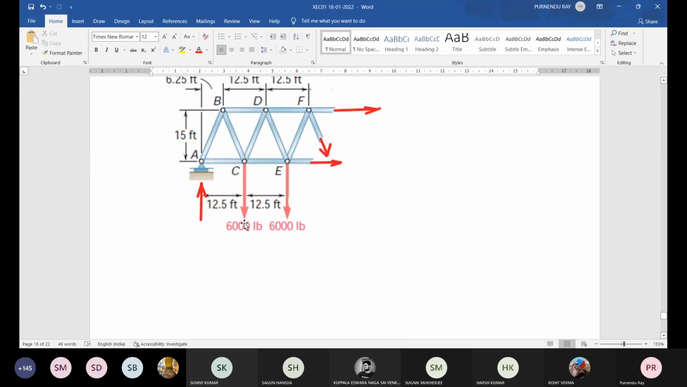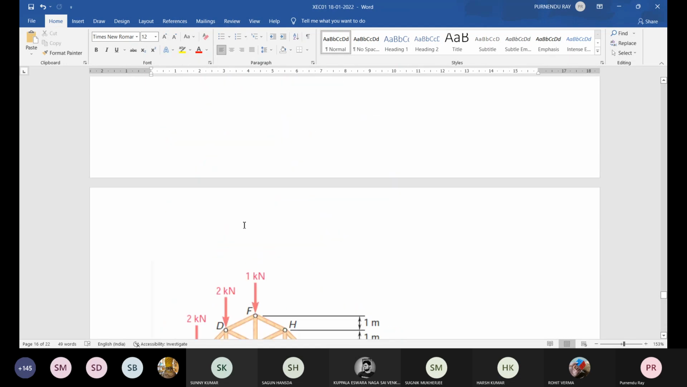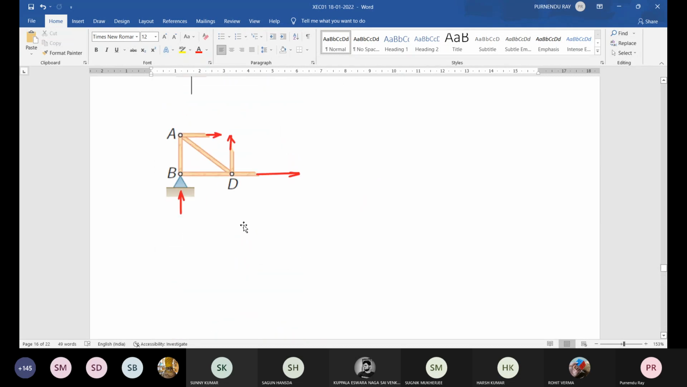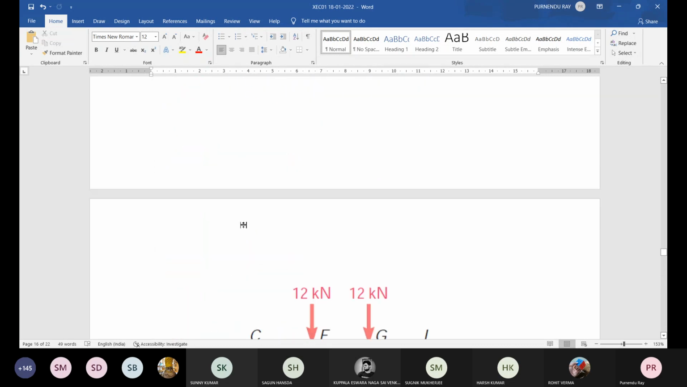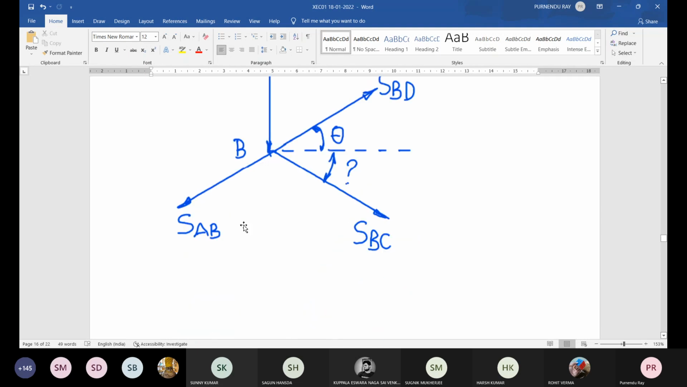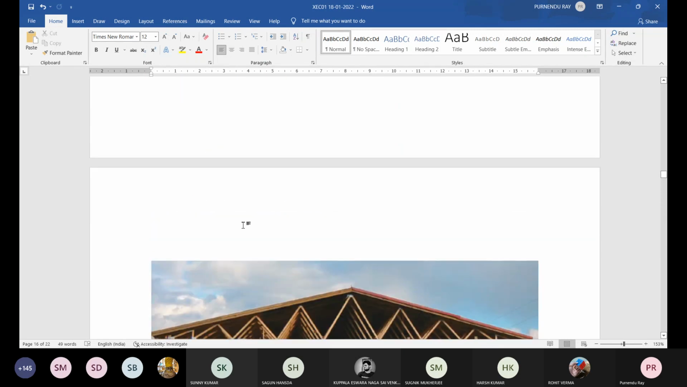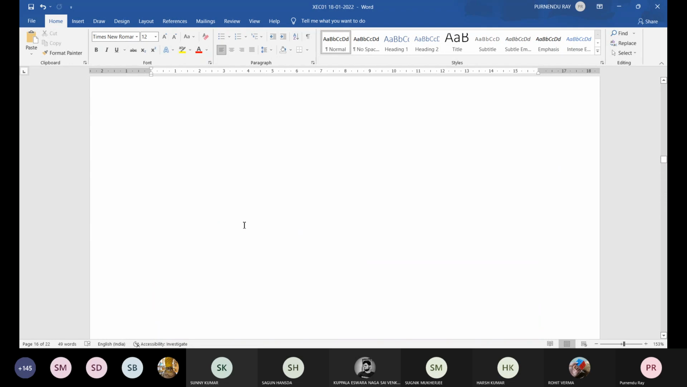Okay, so please have a look through any book and go through these plane trusses by method of joints and method of sections, and there you get so many good pieces of information, build up your confidence, and try some problems at the end of the chapter, and you will get it.